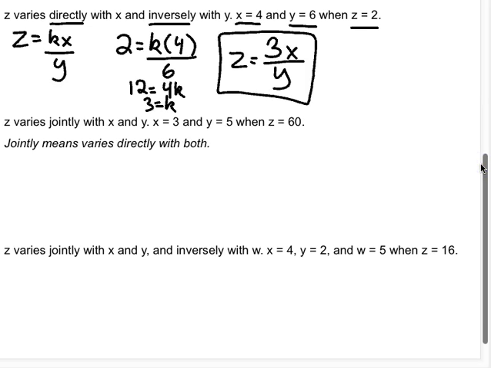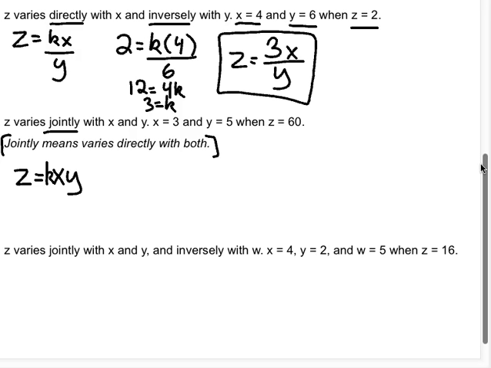Now, let's look at this one. Z varies jointly with x and y. Well, that's a new vocabulary term, but here, if you look at my little note for you, all jointly means is that it varies directly with both, okay? It's just a fancy term for that. So if it's varying directly with both, it means both x and y are up with that k, okay, or multiplying k.